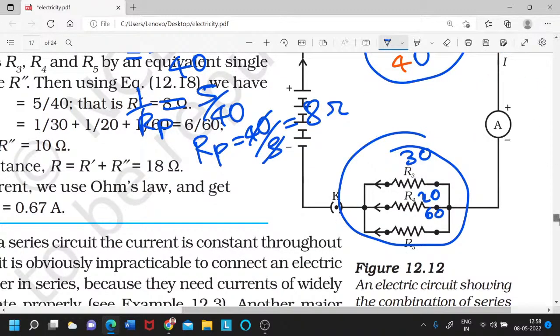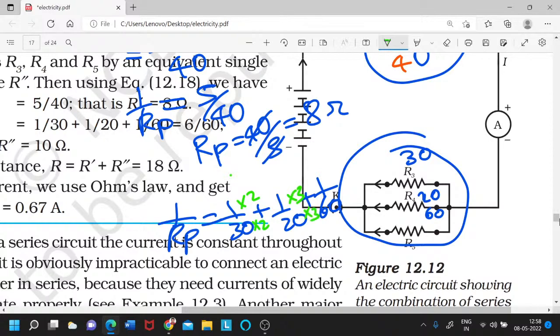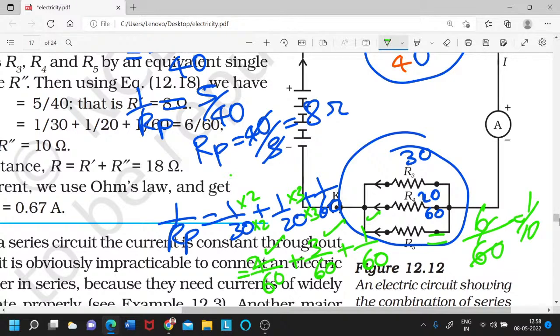Again, these 3 are in parallel. 1 by Rp is equal to 1 by 30 plus 1 by 20 plus 1 by 60. Here also we will make the common LCM. So here multiply with 2, here multiply with 3, and the denominator we should get as 60. So 2 by 60 plus 3 by 60 plus 1 by 60. So we'll have 2 plus 3 plus 1, 6 by 60. So we'll get 1 by 10. That's called Rp. So Rp is equal to 10 ohms.